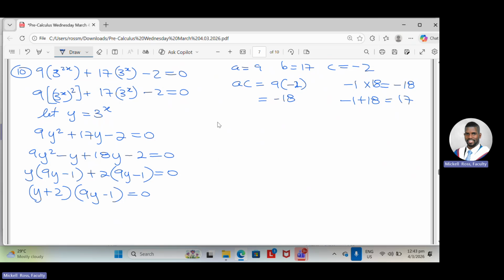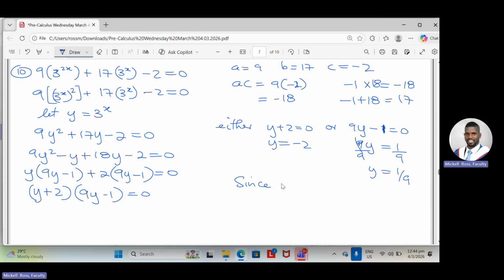So let's look at this. Let's take it over here. Either y plus 2 is equal to 0, or 9y minus 1 is equal to 0. So that means y is equal to negative 2, or 9y is equal to 1, divided by 9 divided by 9, y is equal to 1 over 9.